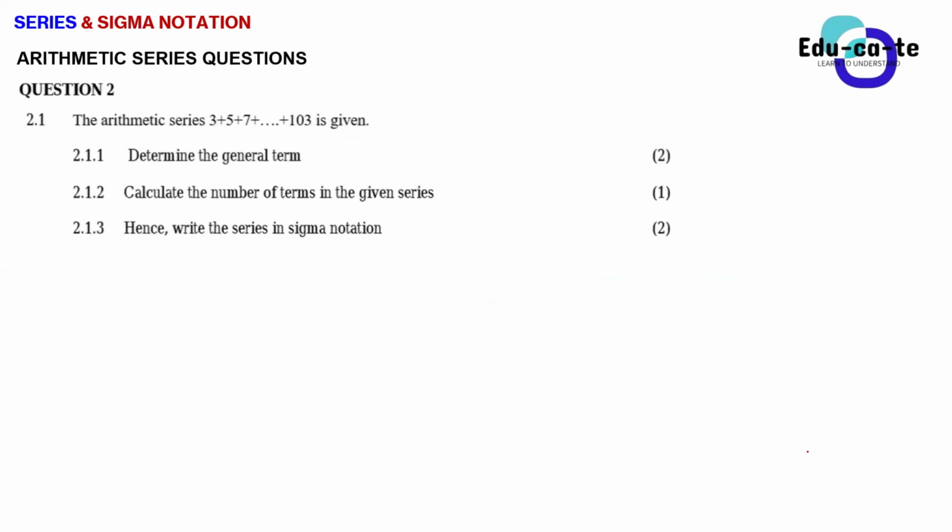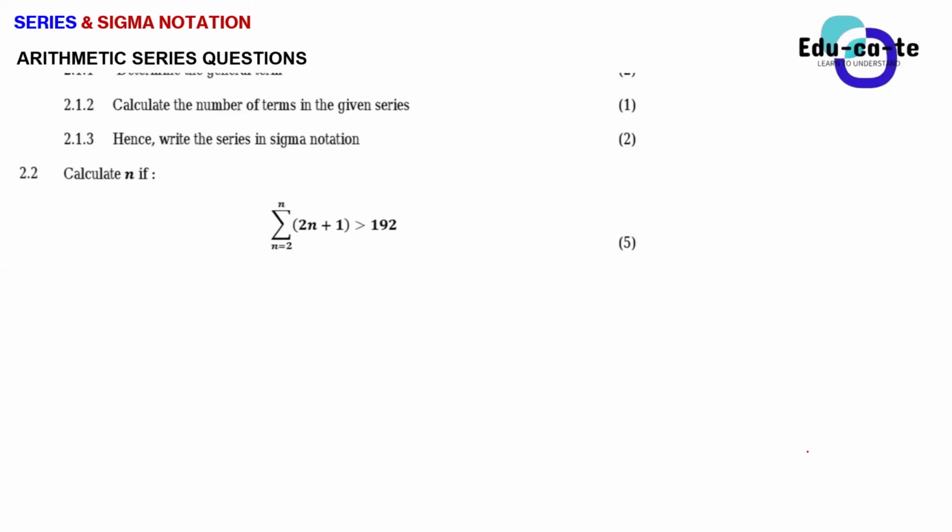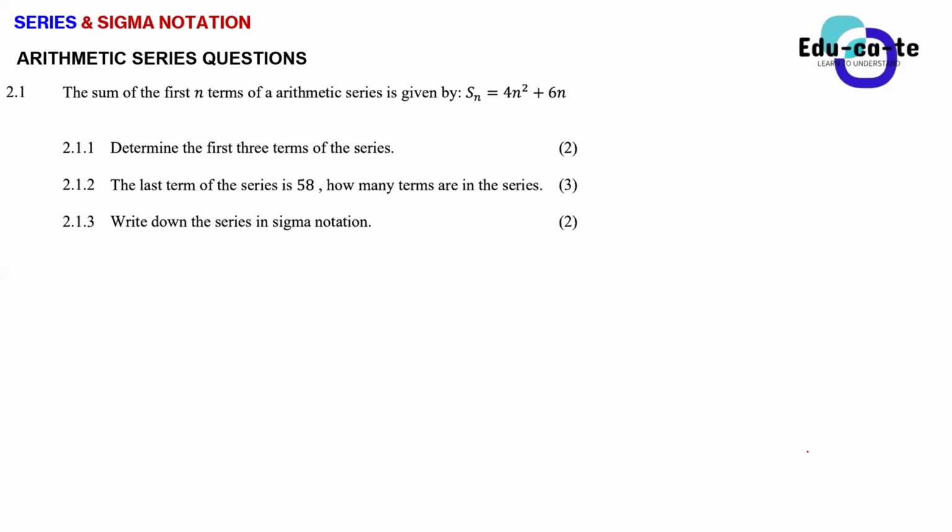Okay. Let's just look at this one before we get to how to express this in sigma notation. Is there any higher order question here? Not really. Okay, what if you are given an equation for the sum? For example, this one says the sum of the first n terms of an arithmetic series is given by Sn equals 4n squared plus 6n. Determine the first 3 terms of the series.